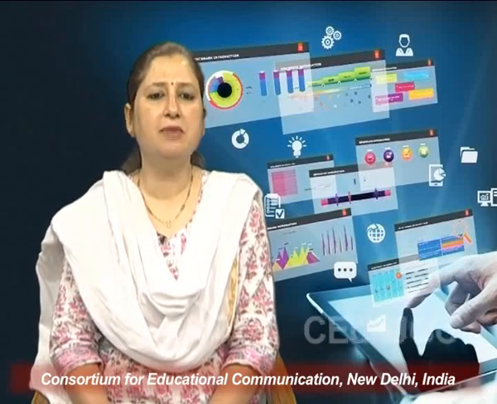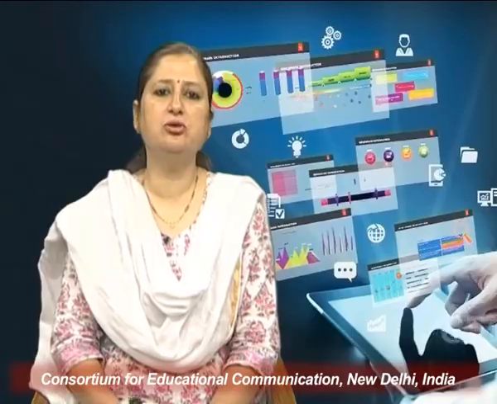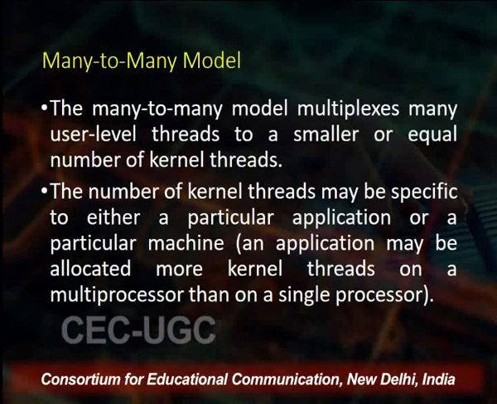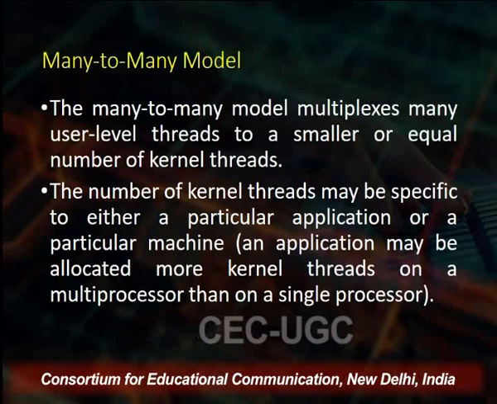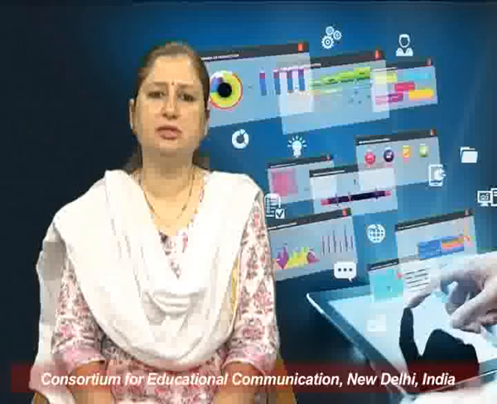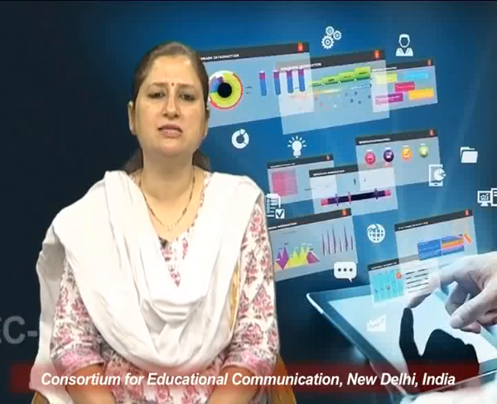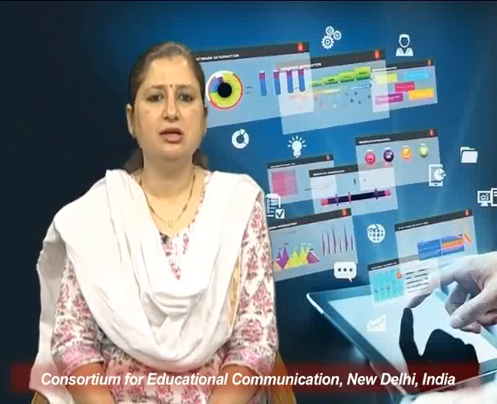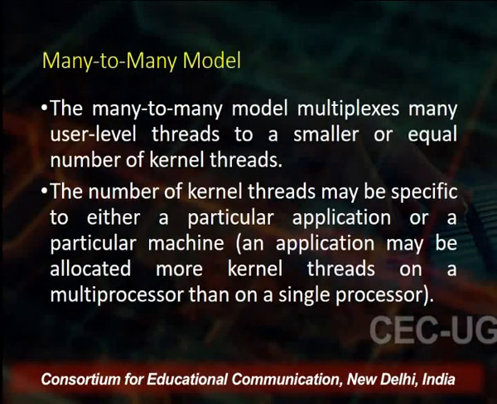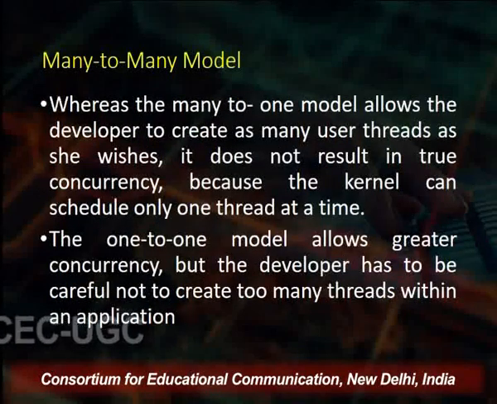Then we have the many to many model, in which multiple user threads are mapped to a smaller or equal number of kernel threads. So if you have, say, 10 user threads, then you can have, say, 6 or 7 kernel threads. The number of kernel threads is specific to the application, or it may be specific to a particular machine.